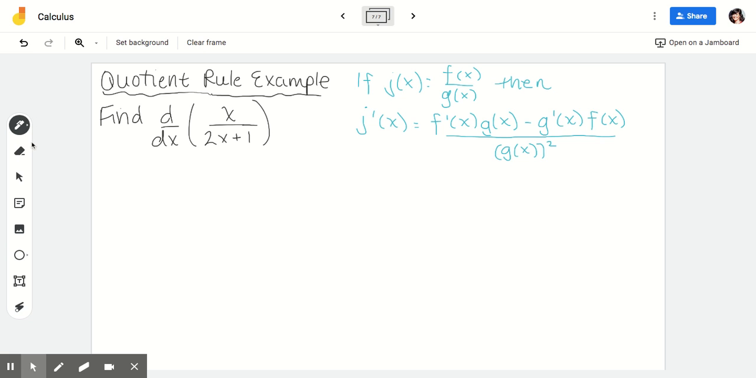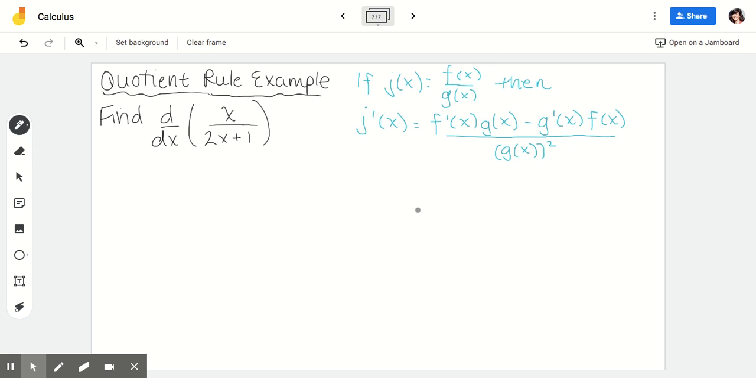Okay, here's an example of using the quotient rule. So if we have a function, let's call j of x, which is the ratio of two other functions, or a quotient of two other functions, f of x over g of x, then you can find the derivative of that quotient by taking the derivative of the numerator multiplied by the denominator, minus the derivative of the denominator multiplied by the numerator, divided by the denominator squared.